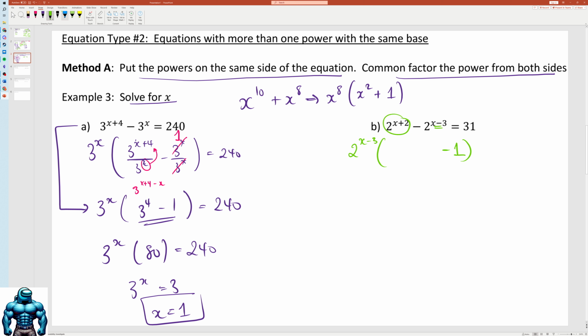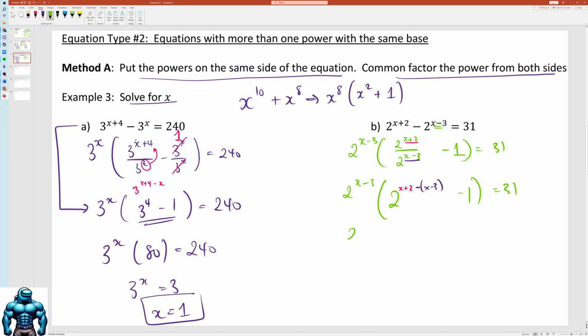Let's go a little slower with this piece here. 2 to the 2x plus 2 is being divided by 2 to the x minus 3, is equal to 31. One more time, 2 to the x minus 3. And here in this exponent, we had that original x plus 2 on top, so x plus 2. But because we were dividing, or common factoring out this piece, we want to subtract that all out. That's what we're going to do. And minus 1 is equal to 31.